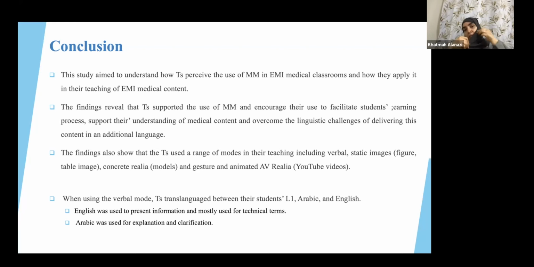The findings also show that the teachers used a range of modes in their teaching, including verbal, static images, concrete realia, gestures, and animated audio-visual realia. As you can see here, these examples. When using the verbal mode, teachers translanguaged between their students' L1, which is Arabic, and English. English was used to present information and mostly for technical terms, and Arabic was used for explanation and clarification.